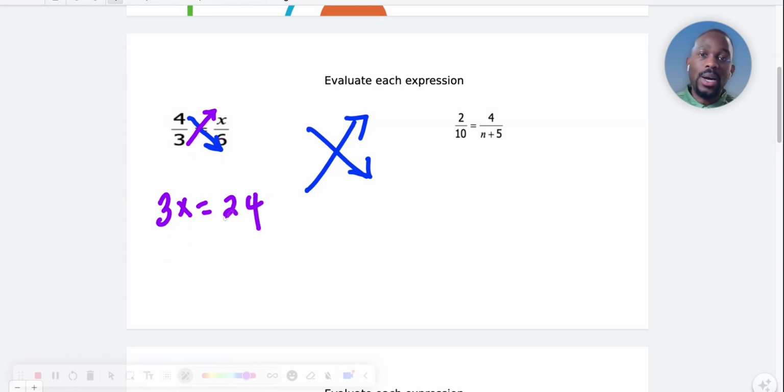And then we're forming a one-step equation. What do we do next? We want to get the value of x, right? So to undo the 3, we divide both sides of the equation by 3. We get x being equal to 8. So as simple as that.